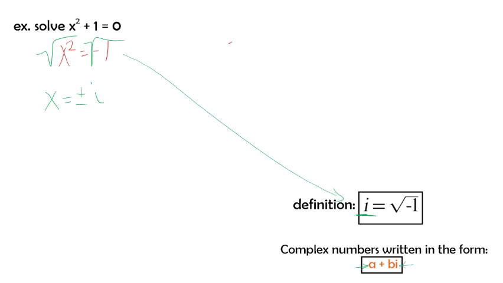So notice down here, complex numbers. We have a plus bi. That's how we always want to write this. The a is the real part. The bi is the imaginary part. We're going to talk about this. It's really important that we separate the real part from the imaginary part. We can always combine real numbers together. We can always combine imaginary numbers together, but we can't really combine the two of them.